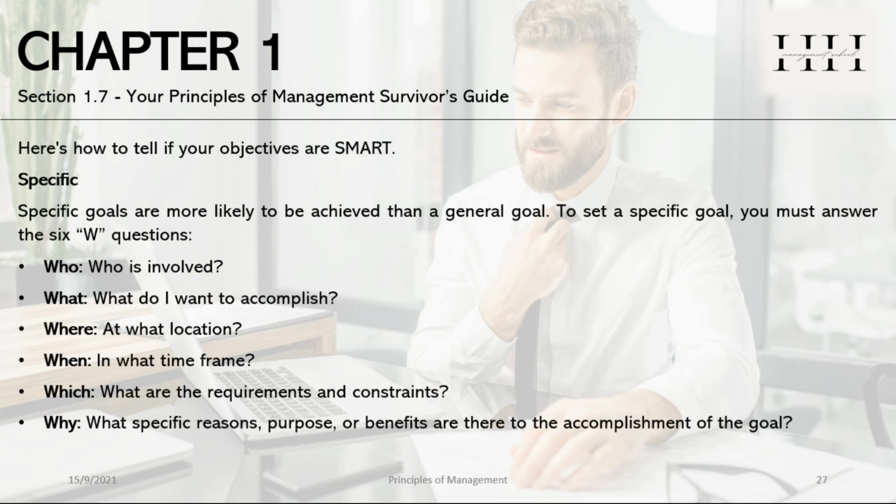Here's how to tell if your objectives are SMART. Specific. Specific goals are more likely to be achieved than a general goal. To set a specific goal, you must answer the 6 W questions.